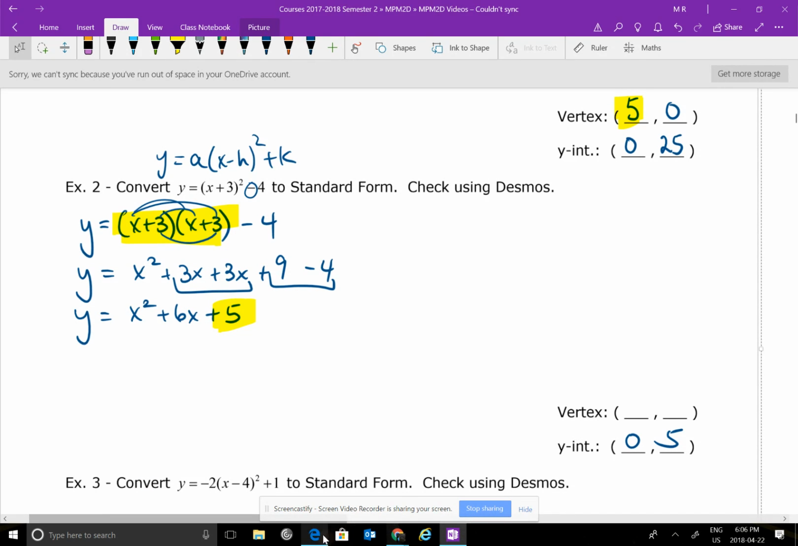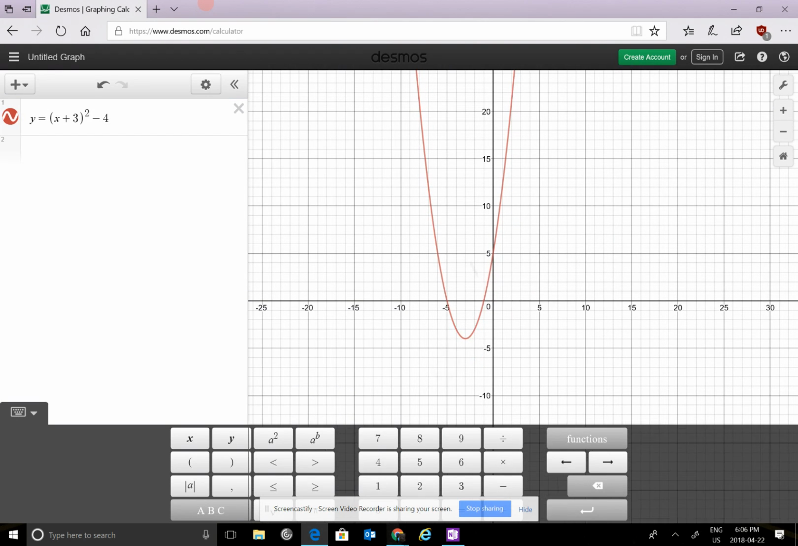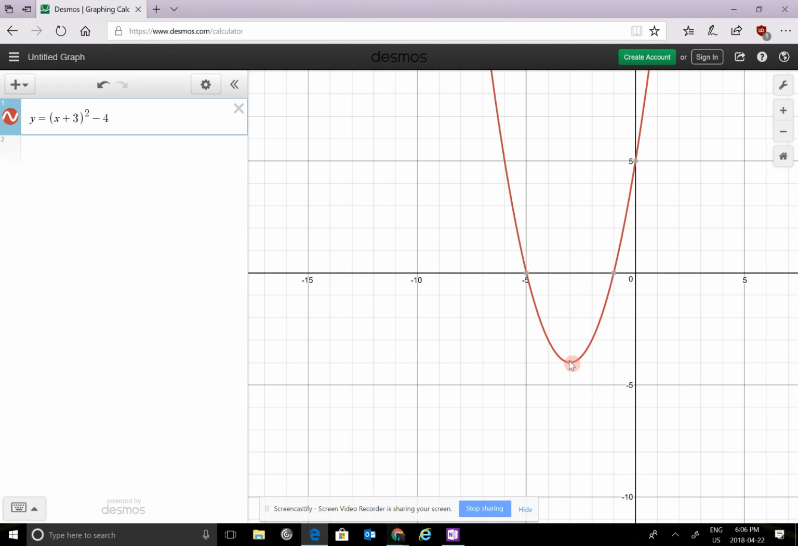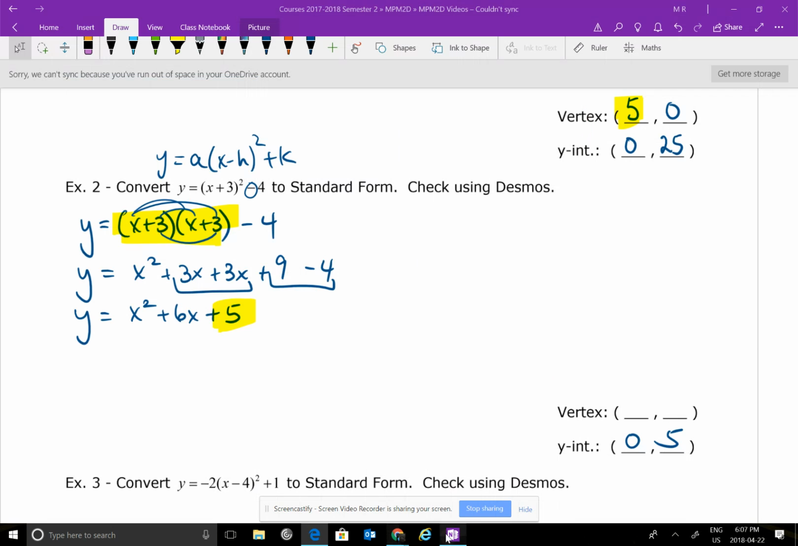So let's have a look at Desmos again. So let's type in the equation x plus 3 squared minus 4. It's that, so x plus 3 squared minus 4. And if we look, zoom in on the graph here, we can see our vertex is right here at negative 3 and negative 4. And y-intercept is at positive 5. So the vertex is negative 3 and negative 4. So again, I'm going to highlight this. Negative 3, we have a plus 3 in the location there. And then negative 4, we have a minus 4 at that location there. Do you see something? H and K are related to that vertex point.